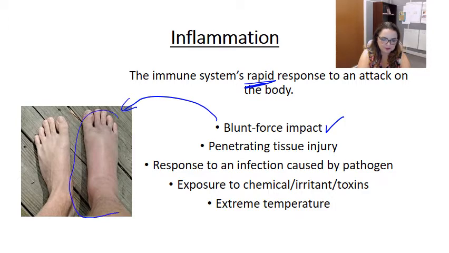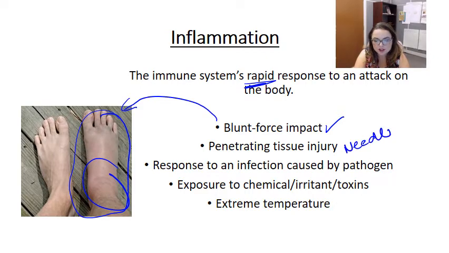Obviously, this person seems to have rolled their ankle, sprained their ankle, because you can see it's very inflamed, a lot more than the other one. Penetrating tissue injury like a needle stick, or a splinter, something like that. Response to an infection caused by a pathogen. So most of us at some point in our lives have experienced the dreaded strep throat, where you feel like you can't even swallow. You got it. That's inflammation.